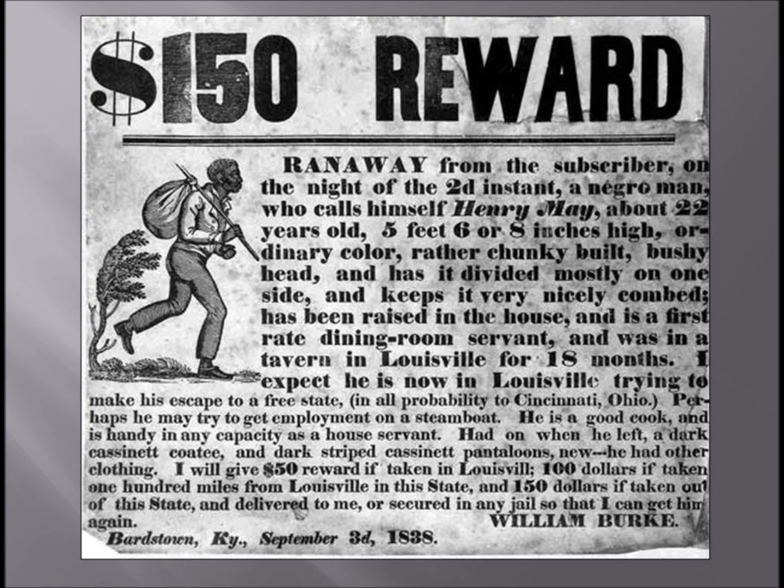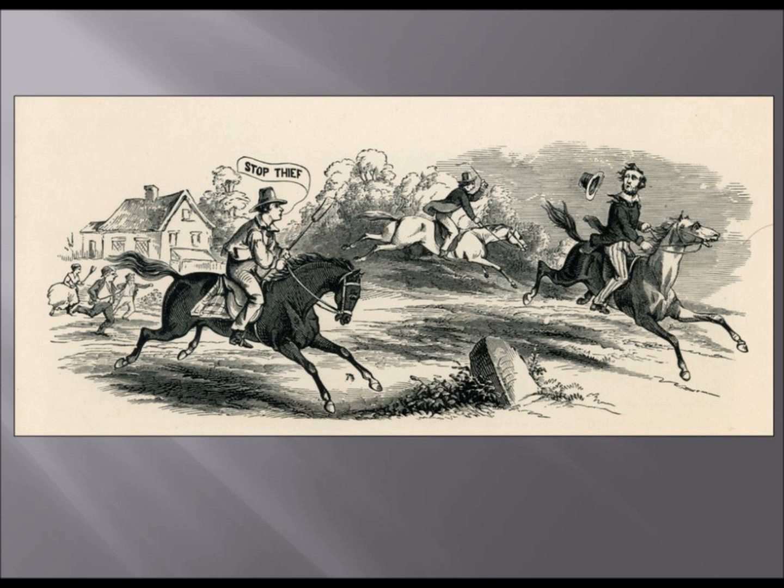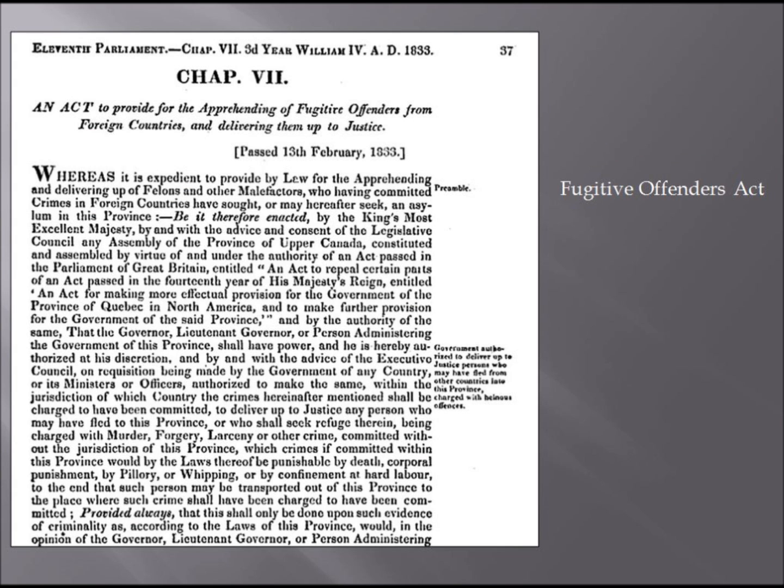In the Mosby case, again, it is for a supposed property crime, horse stealing, that Mosby is to be extradited back to the United States to face criminal charges. This was, of course, a calculated move on the part of Mosby's former owner, David Castleman from Kentucky. Castleman sought the extradition of Mosby back to Kentucky under the Fugitive Offenders Act, which had been passed in Upper Canada in 1833 to allow for the extradition of criminals to foreign countries such as the United States.